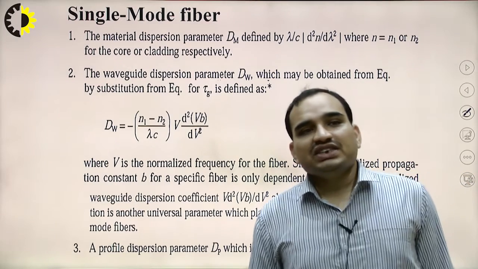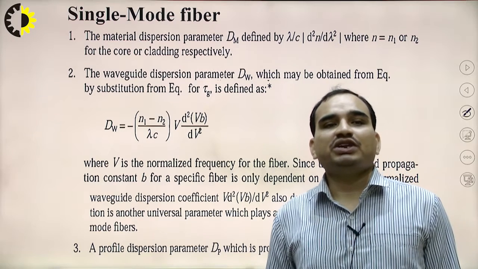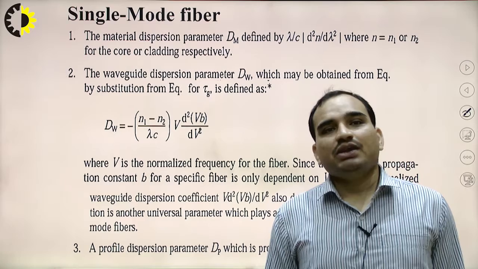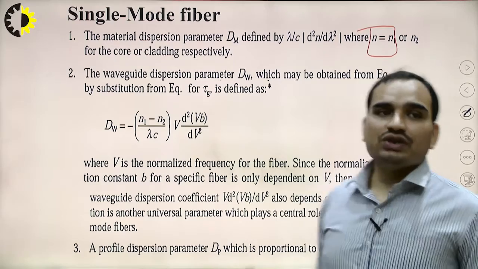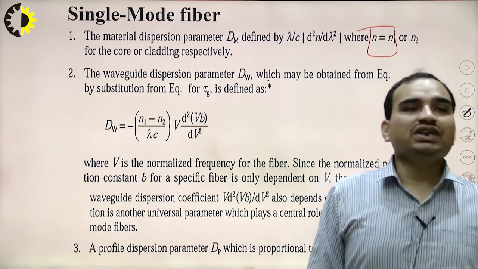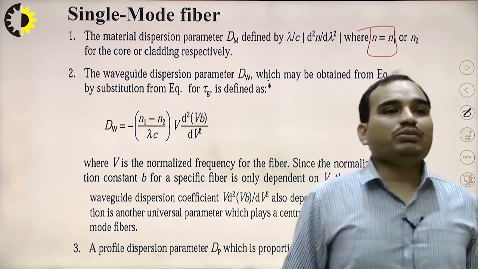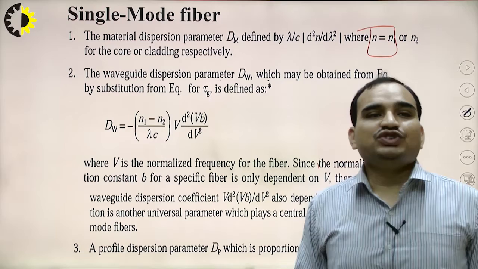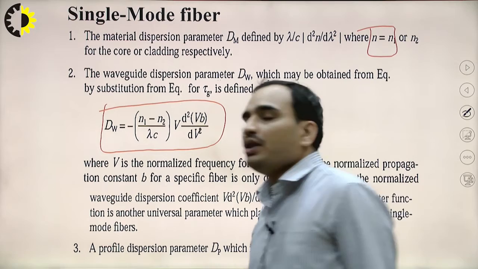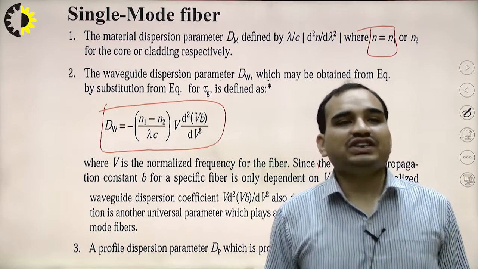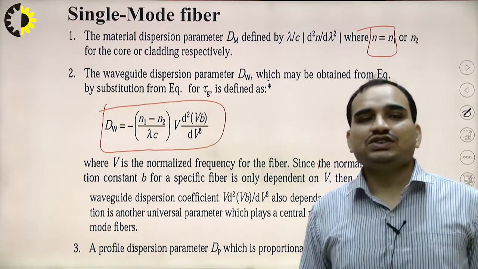In the case of the single mode fiber, the material dispersion parameter Dm is defined by lambda by c, d2 n by d lambda square. There we have n equal to n1 and n2 for the core and the cladding respectively. The waveguide dispersion parameter, Dw, may be obtained from the equation by substituting tau g: Dw equals minus (n1 minus n2) by lambda c, times V, the normalized frequency, d2 Vb by dV square.